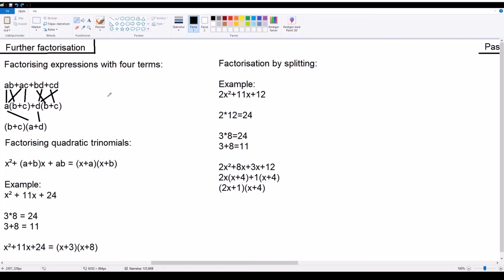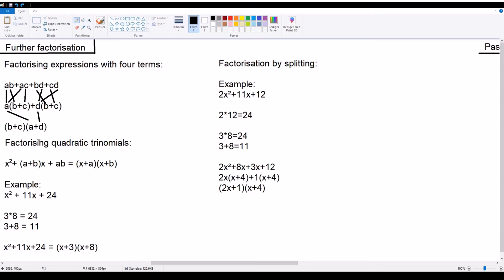Now for some further factorization, we're going to take factorization expressions with 4 terms. What you're doing here is you're essentially looking for what these different terms have in common. So for example, this first part, AB plus AC has A in common, so you can put A here as a common term and B and C in a bracket. Here you have D in common, so you're going to put B and C in their own bracket, and put D outside it. Now you notice that these two brackets are what A and D have in common, so these two brackets can be put together in one, and you end up with bracket B plus C times bracket A plus D.